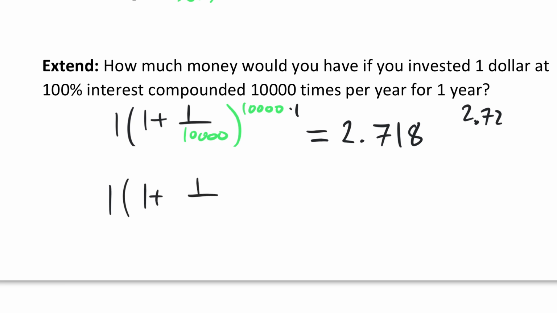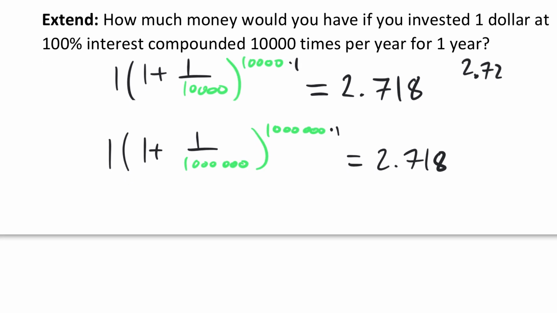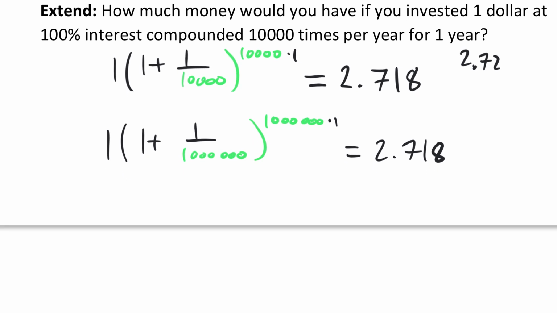Okay, so 1 over 1 million to the 1 million times 1. We just probably didn't add enough zeros. Let's compound it a million times. Nope. We're still getting 2.78. Well, I thought the more we compounded, the more money we would get, but it seems like we're kind of hitting a ceiling. Even if we do compounding 10,000 times, a million times, we can't really get past 2.718.